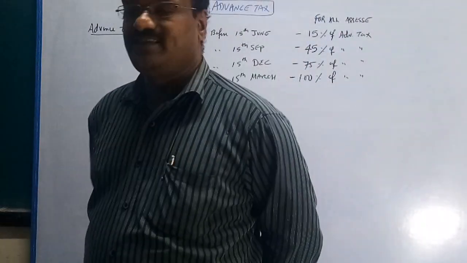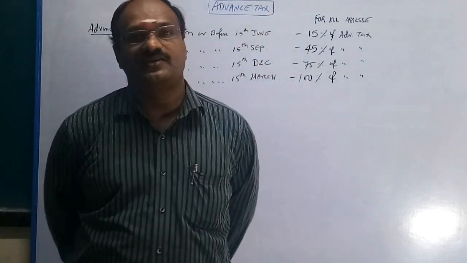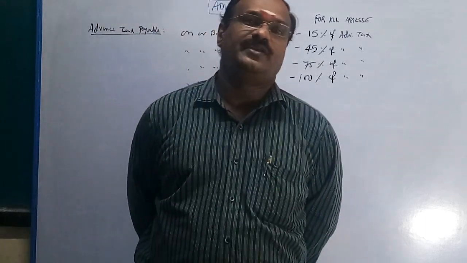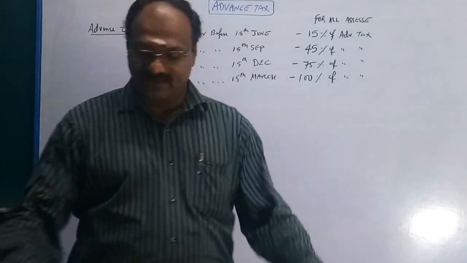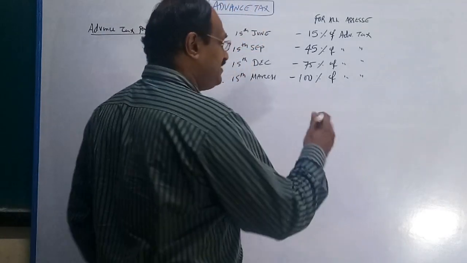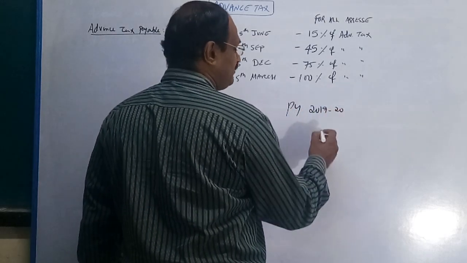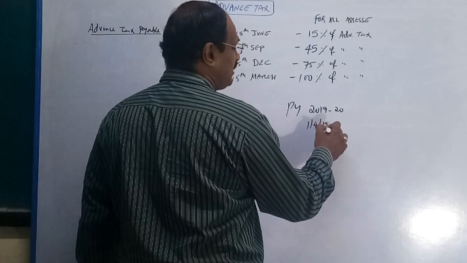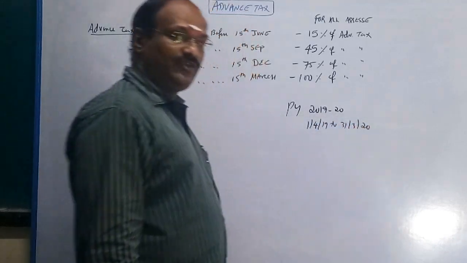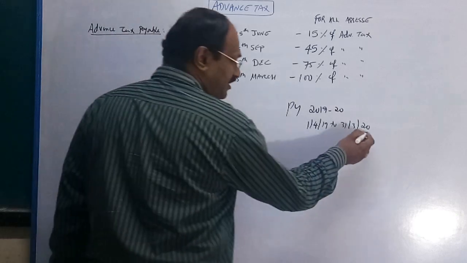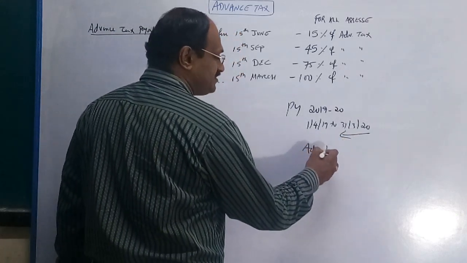Advance tax is nothing but tax paid before 31st March of the relevant previous year. Repeat, tax paid before 31st March of the relevant previous year. For example, our previous year 2019-20, that is 1/4/2019 to 31/3/2020. So if you pay before 31st March 2020, that is called advance tax.